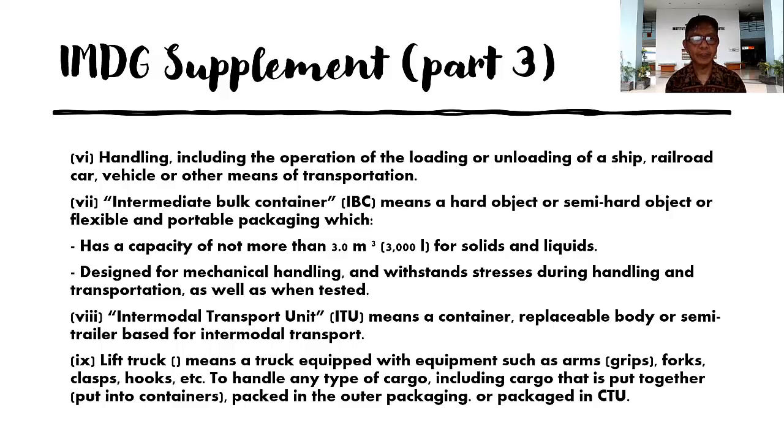And 7.1 is intermediate bulk container, IBC, means a hard object or semi-hard object or flexible and portable packaging, which has capacity of not more than 3 meter cubic or 3,000 liter for solids and liquids, and designed for mechanical handling and withstand stress during handling and transportation as well as when tested or examined.